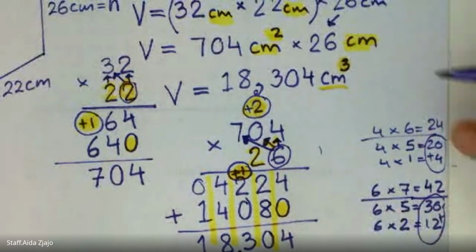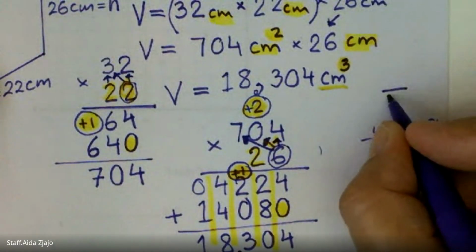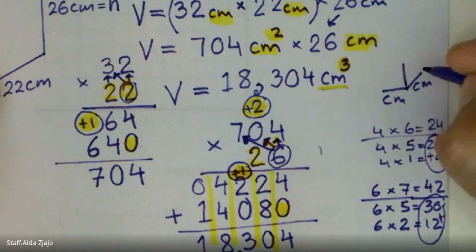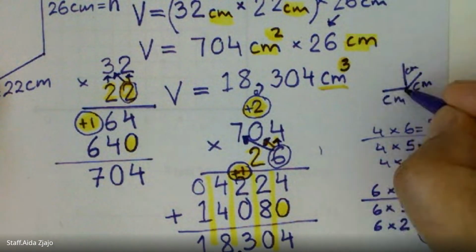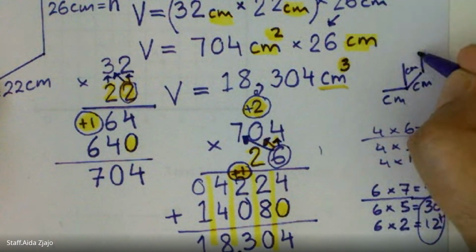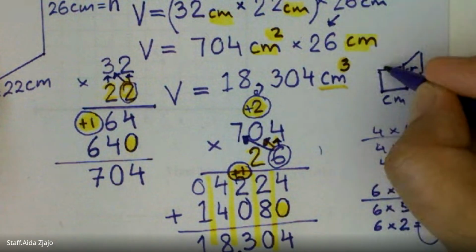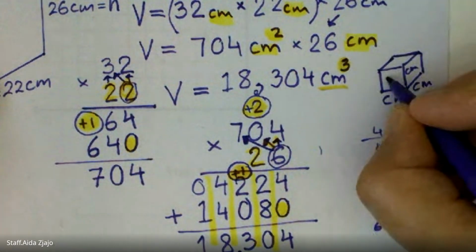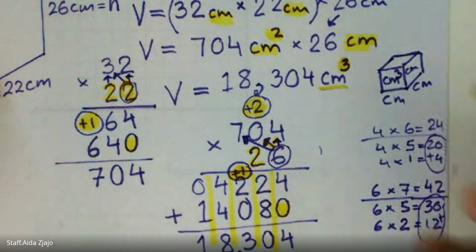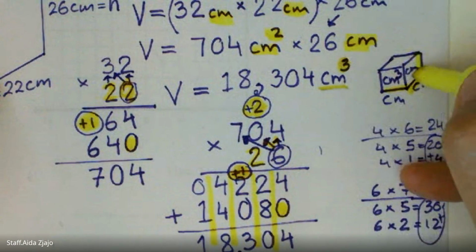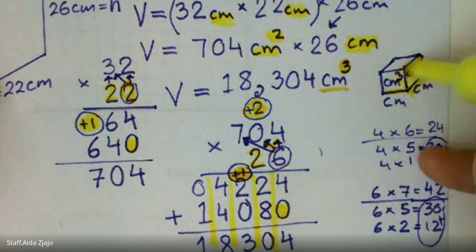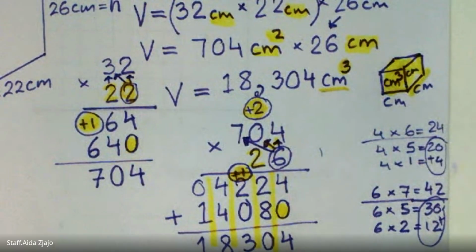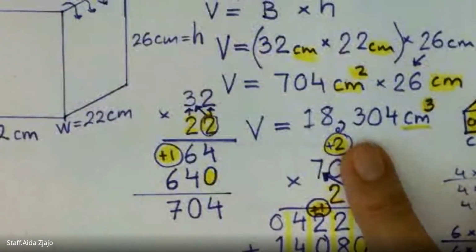If you don't know this, it's just like centimeters times centimeters times the height in centimeters. So centimeter times centimeter times centimeter will give you the cubic centimeter, or cubes. So cm to the power of 3 means centimeter times centimeter times centimeter. Then you get the cubic centimeter. You get the cube.